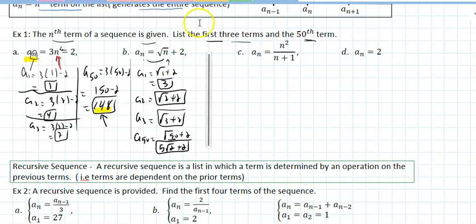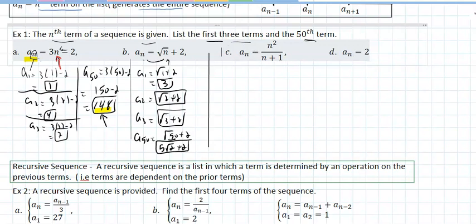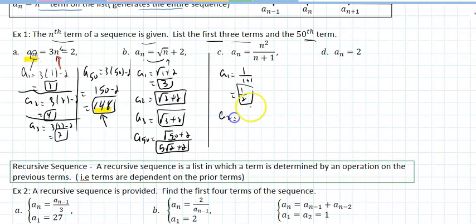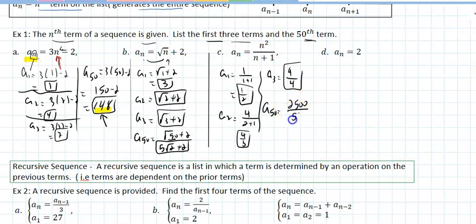If I go for the next term, part C, next sequence I should say, the first term on the list is 1 squared over 1 plus 1. That is 1/2. A sub 2 would be 2 squared, which is a 4, over 2 plus 1. That is 4/3. A sub 3 would be 9 over 3 plus 1, which is 9/4, right? And the 50th term is 50 squared, that's 2500, over 50 plus 1, which is 51.